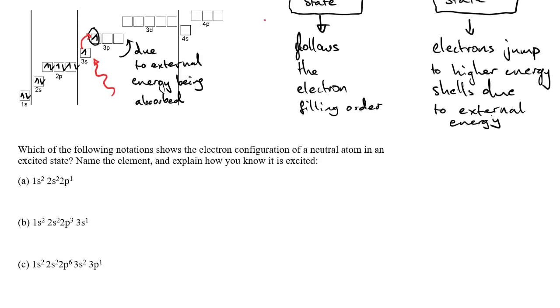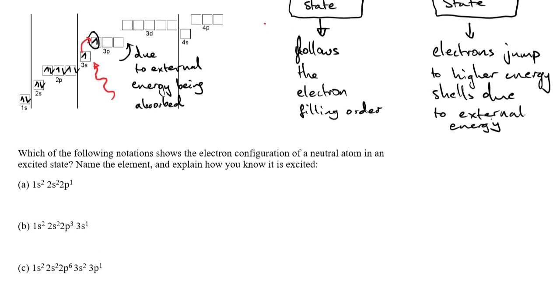Now the important thing with excited states is that usually they will make sure that they give you neutral atoms. Otherwise, if you try to bring in the confusion of whether this is an ion or an atom, that would not even be possible to work out. So they might give you a question such as this: which of the following notations show the electron configuration of a neutral atom in an excited state? And then you have to name the element and explain how you know it's excited. Okay, so now let's have a look.